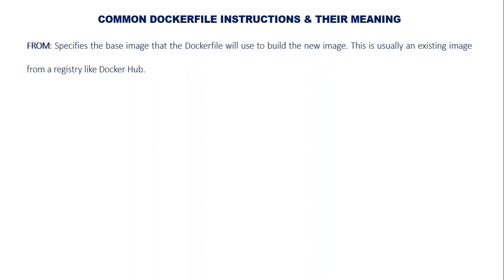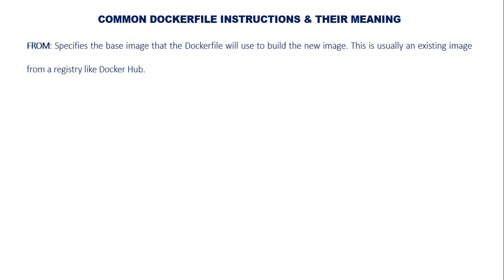You can get your base image on Docker Hub or any other image repository. Now I'm going to show you some common Dockerfile instructions and the explanation of each of the instructions. First of all, like I said, a Dockerfile starts with the FROM instruction.